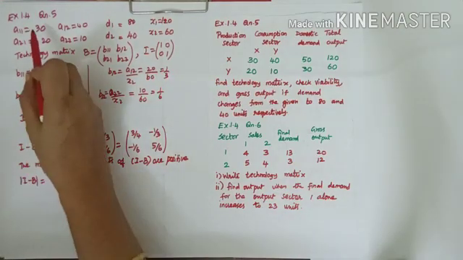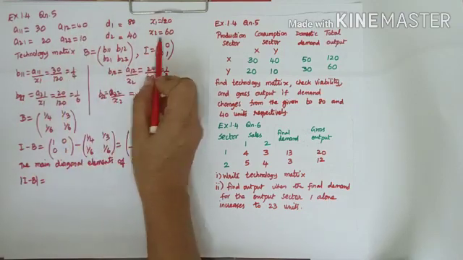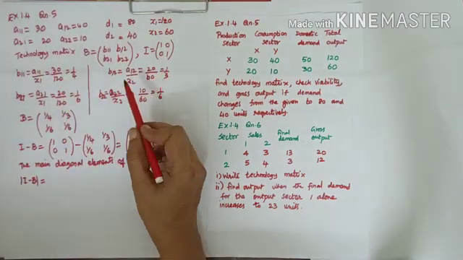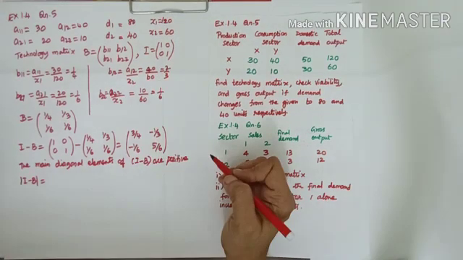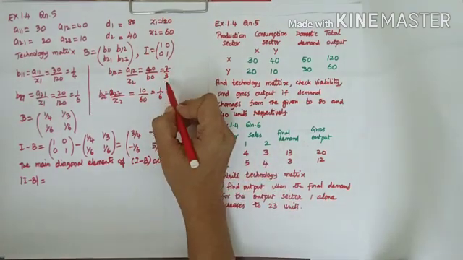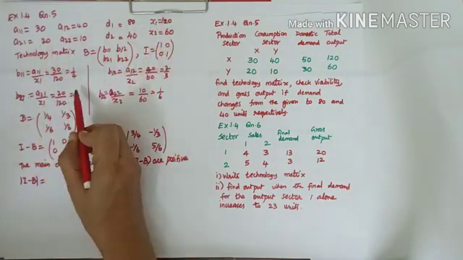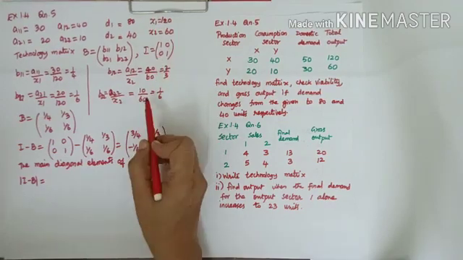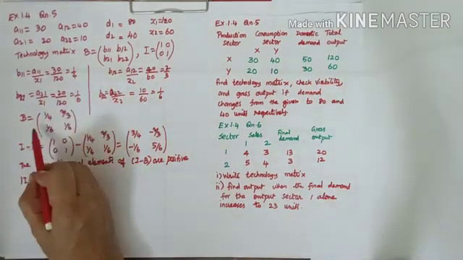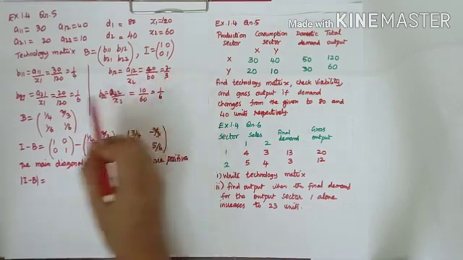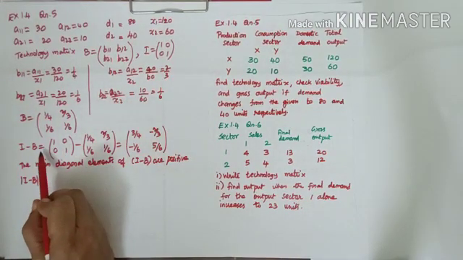As we substitute, 30 by 120 is 1 by 4, 40 by 60 is 2 by 3, 20 by 120, that is 1 by 6, 10 by 60, that is 1 by 6. We take and write the B matrix: 1 by 4, 2 by 3, 1 by 6, 1 by 6. Proceed on to I minus B.